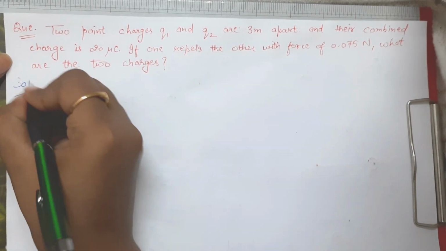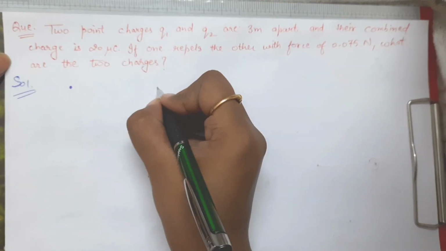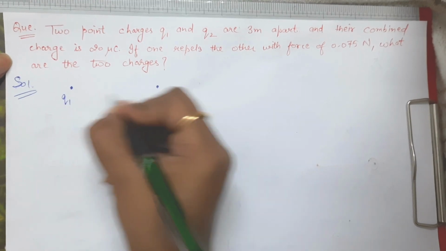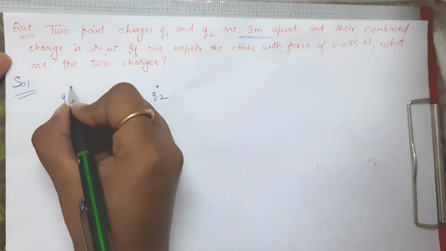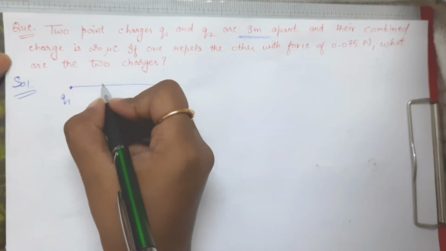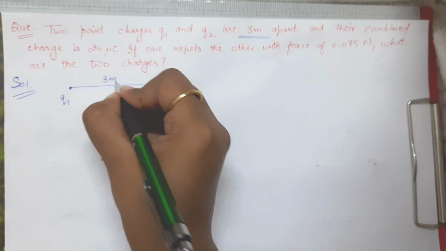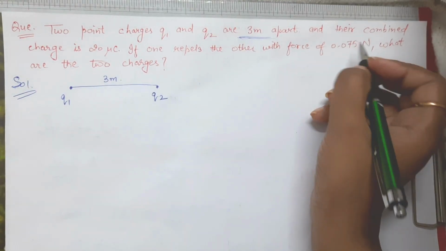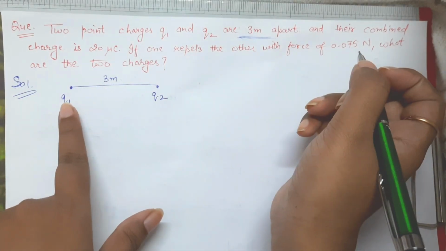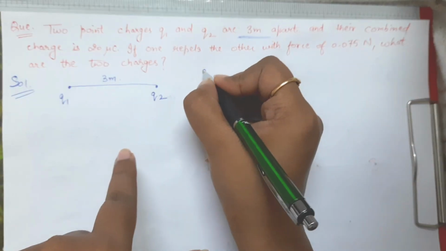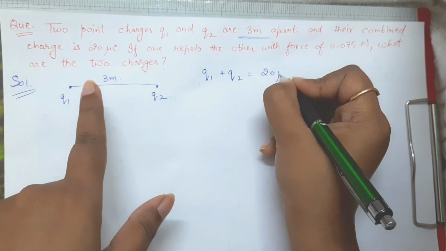So basically what they're saying is we are having 2 point charges Q1 and Q2. These are the 2 point charges and they are 3 meter apart. That is, the distance between them is 3 meter. Okay, and their combined charge is 20 microcoulomb. That means if we combine these two charges, that is Q1 plus Q2, then that is equals to 20 microcoulomb.